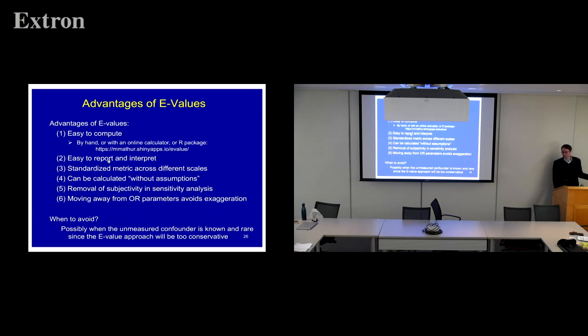It's easy to report and interpret. You can add one sentence to the methods section and one sentence to the results section, and you're done. It's a standardized metric that can be used across different outcome scales.